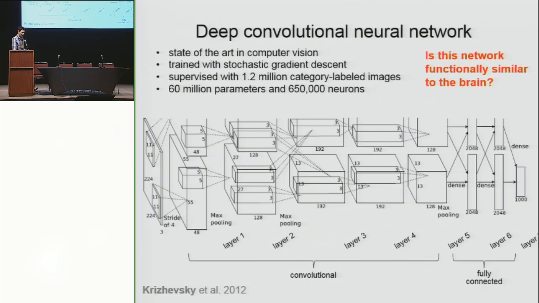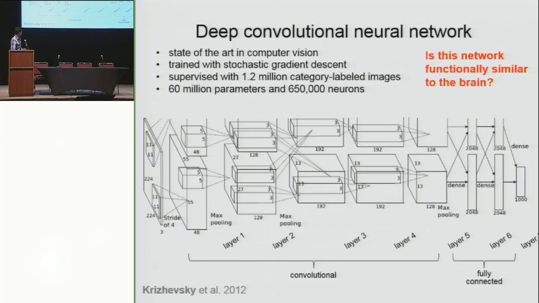We were interested in asking whether this network is functionally similar to the brain, and more specifically, whether these layers of representation in this network can explain the representations along the ventral stream. I'm going to focus on inferior temporal cortex because that's the highest point, the apex of the ventral stream that we really want to understand, and that's been very difficult to computationally tackle so far.